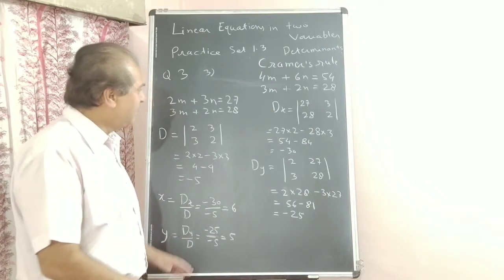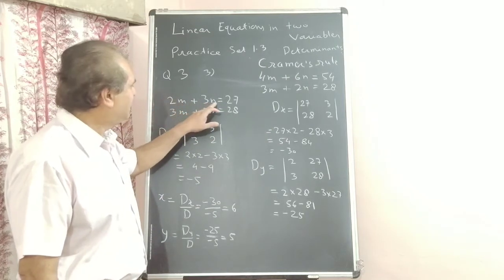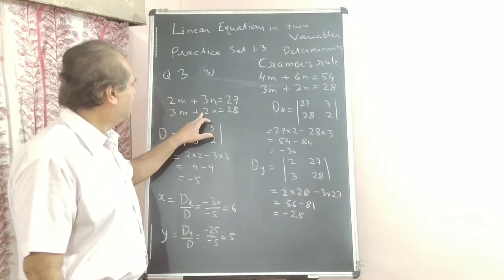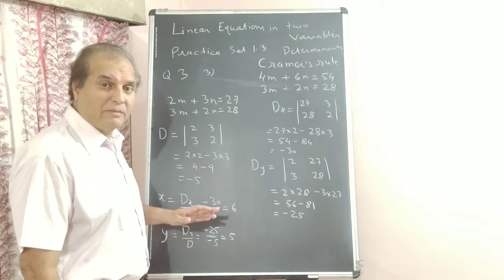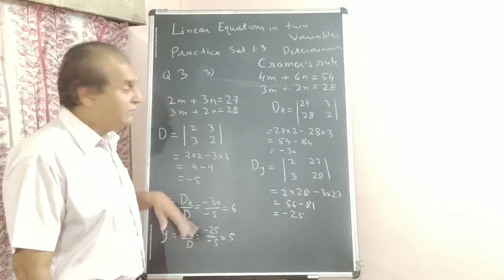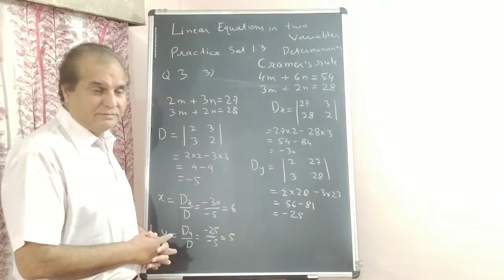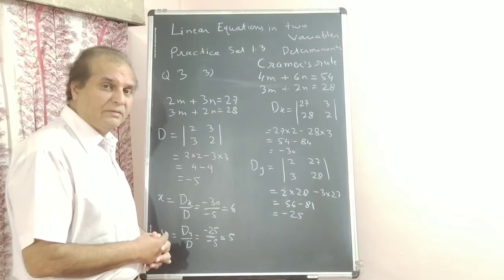Same, make the proper form: a1x plus b1y equal to c1, a2x plus b2y equal to c2. Make the proper form and then go for D, Dx, Dy. If your form is not proper, the answer will go wrong. We'll go ahead.